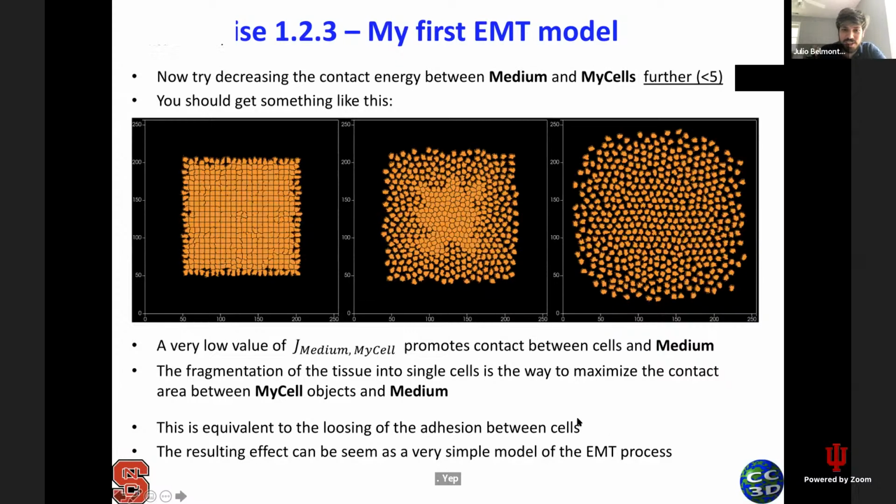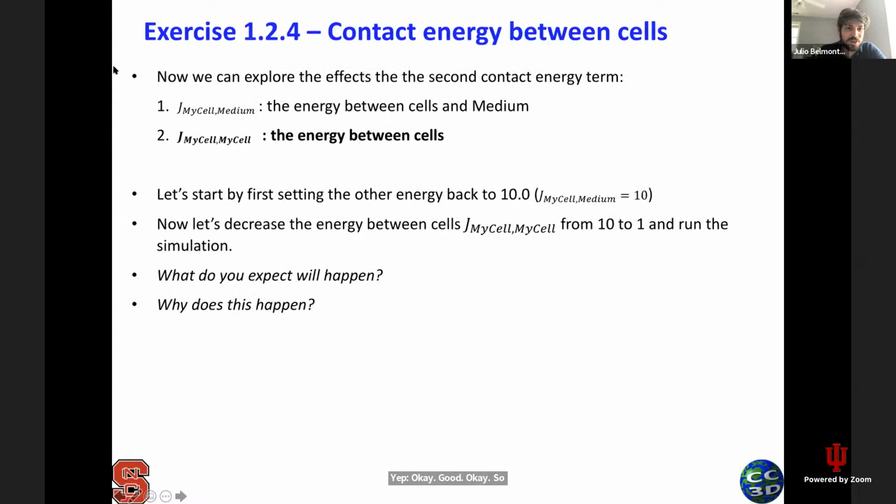Okay, so let's proceed. Another thing that we can do, we can now change the energy between the cells. So let's set back the energy between the cells and the medium to 10, which was the value we had before. And now let's decrease the energy between the cells themselves from 10 to 1 and run the simulation. So write in the chat what to expect to happen and why does it happen.